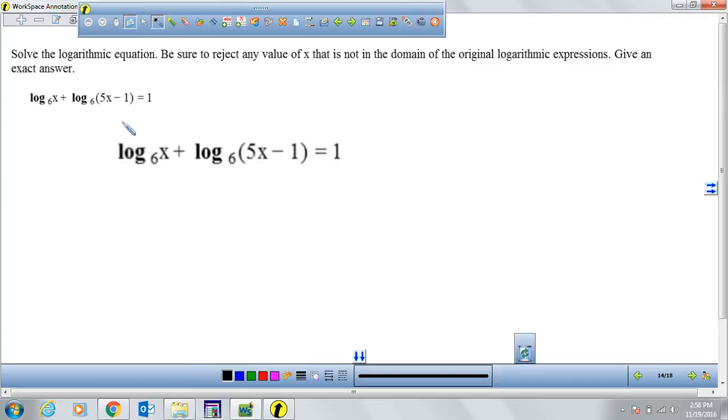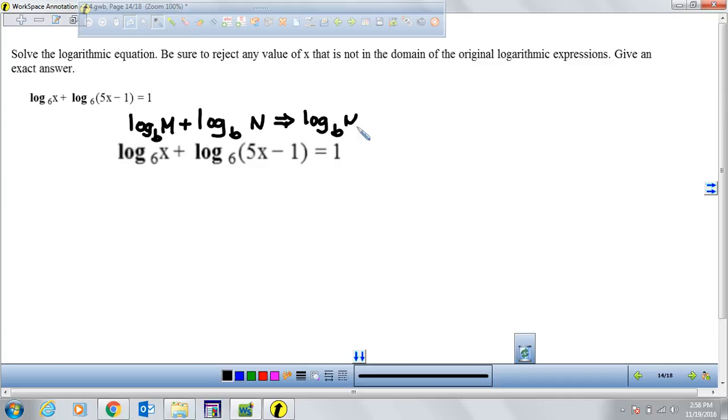So there is a formula that tells you that anytime you have the log base b of m plus the log base b of n, that is equal to the log base b of m times n. This is the product rule. So I'm going to combine these two logs using that formula.